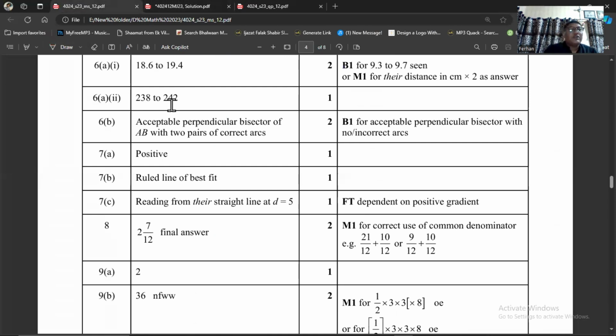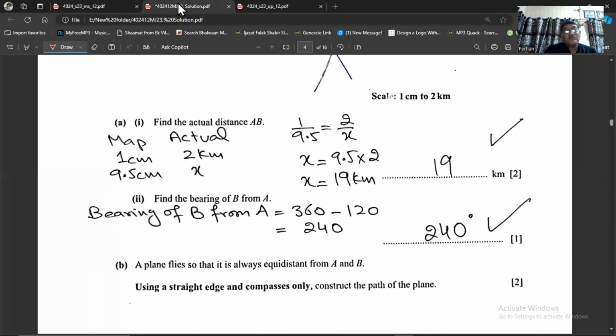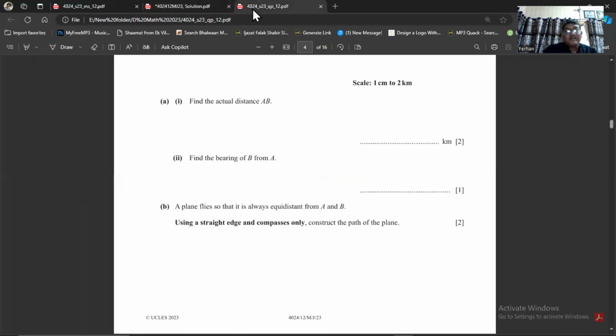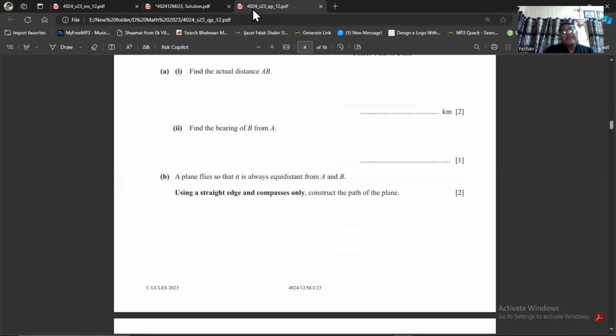So they say from 238 to 242. So our answer is 240, which is right, sir. Okay, then we have, he says, a plane flies so that it is always equidistant from A and B.